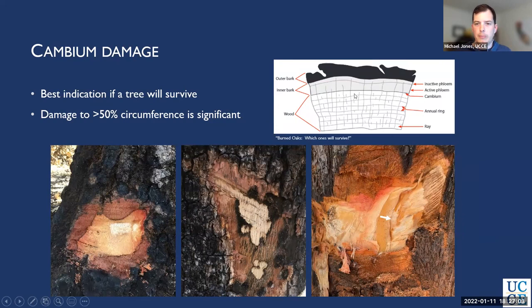If it divides out, it becomes bark. If it divides in, it becomes wood. It's where all the nutrient transportation occurs. So if you kill that and you girdle the tree, meaning you kill all the way around the main stem, you basically starve that tree to death.